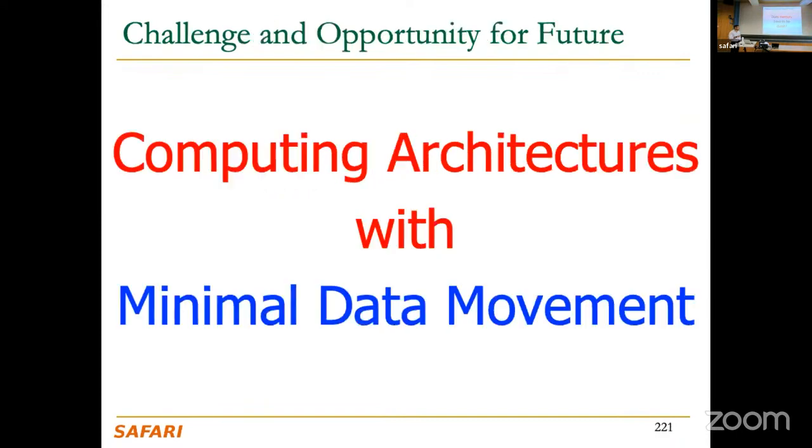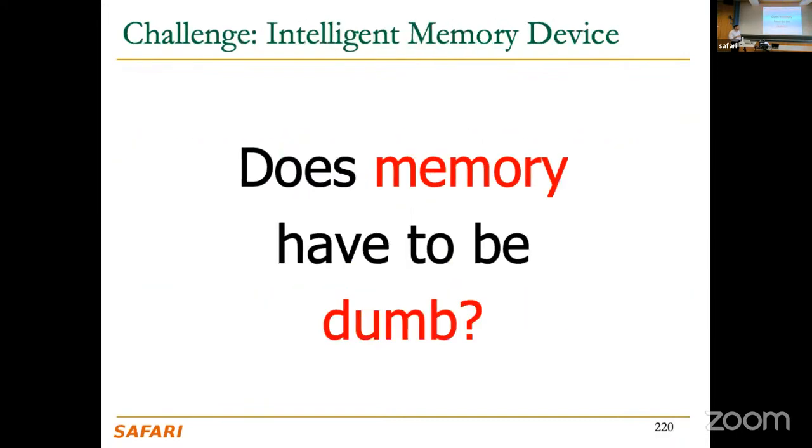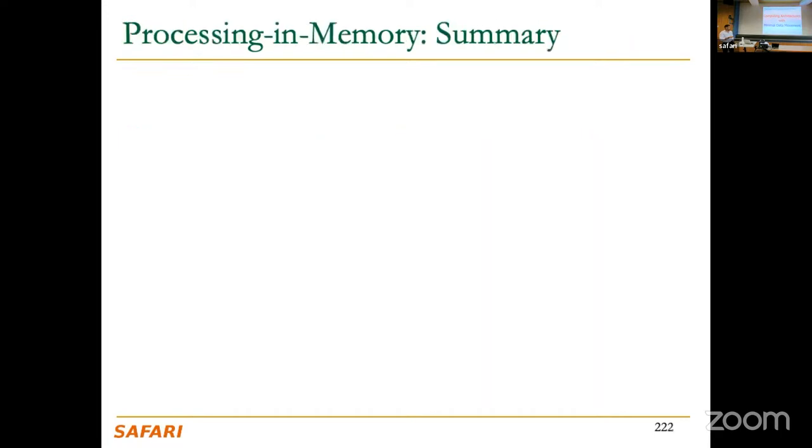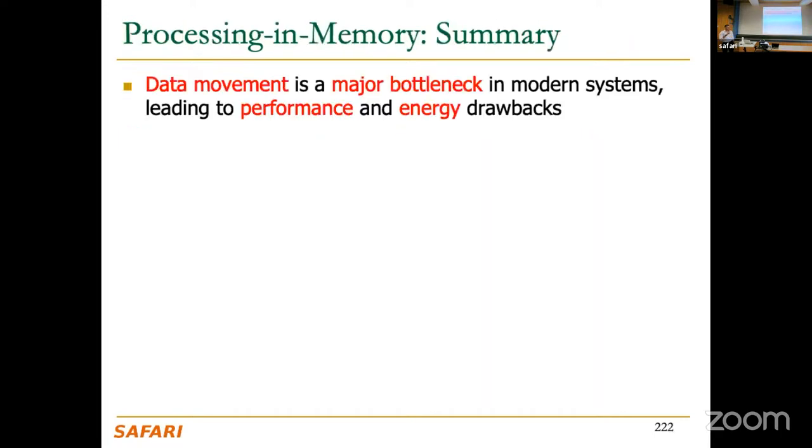So to sum up, does the memory need to be dumb? I think we answer here that it does not need to. You can use the memory to do a bunch of capabilities and minimize data movement. And as a summary, this is your last lecture on processing in memory.